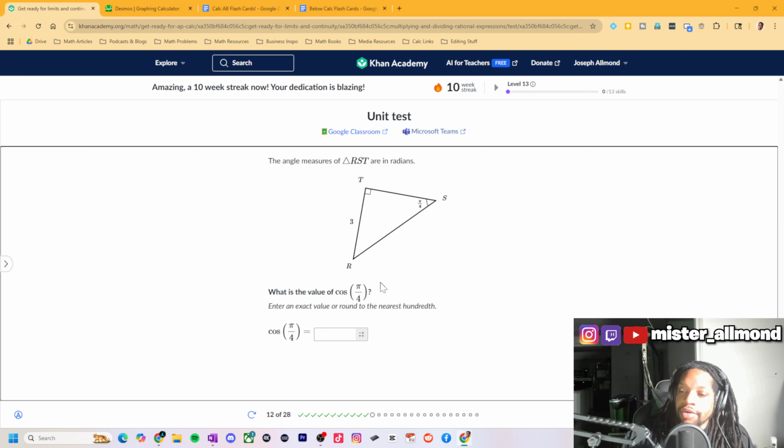What is the value of cosine of pi over 4? Okay, well, here's pi over 4, our reference angle. Cosine, we know, is what? Adjacent over hypotenuse. And they only give us the opposite. So we don't know adjacent, we don't know hypotenuse. So we got to find them using trig. All right, let's see.